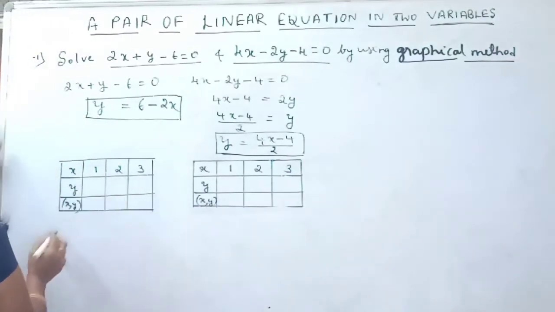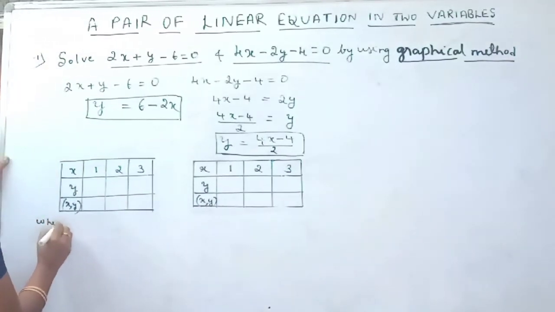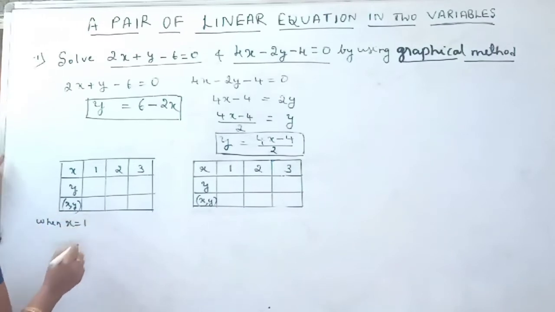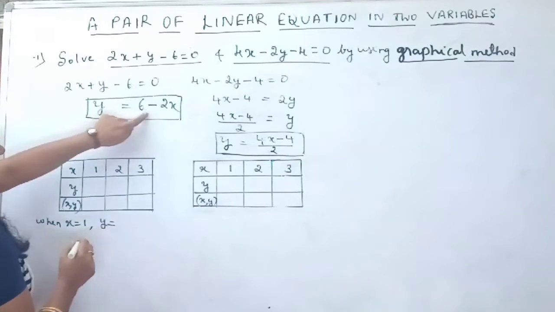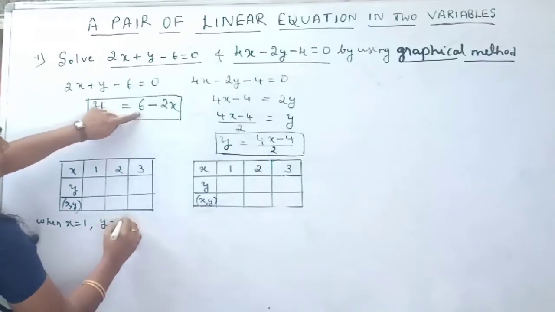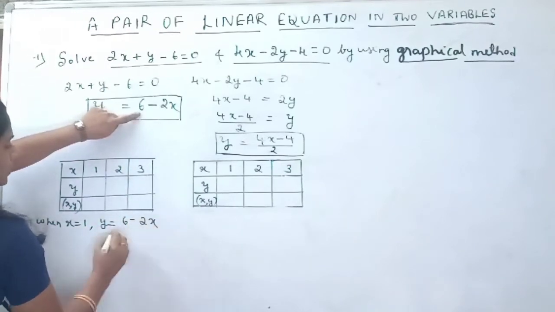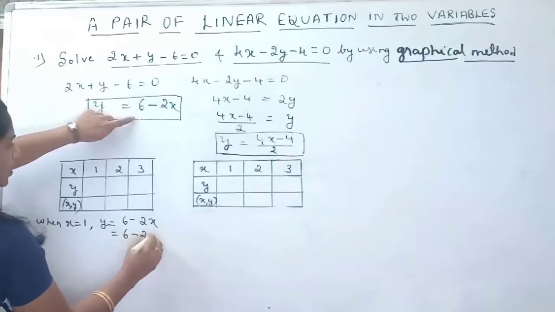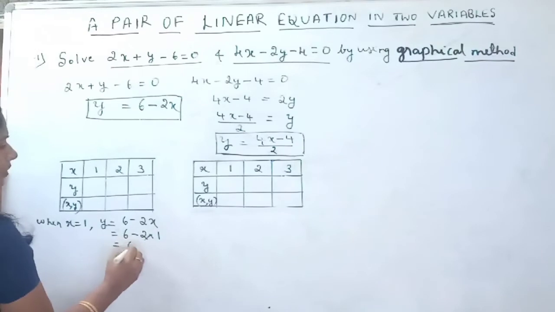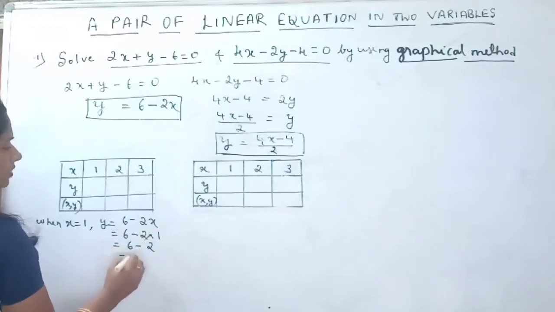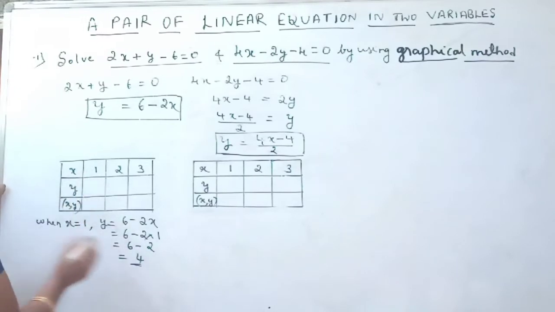Now when x is equal to 1, the y value is, substitute in this equation, children, 6 minus 2x. 6 minus 2 into, in place of x you substitute 1. So the y value is 6 minus 2. So 6 minus 2 is 4. When x is equal to 1, the y value is 4.